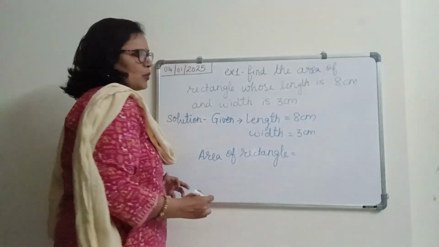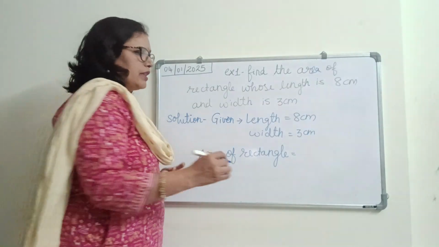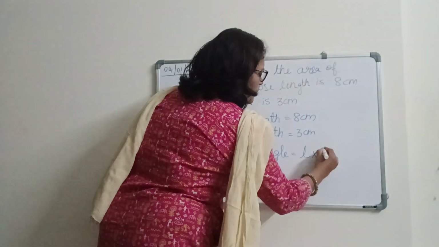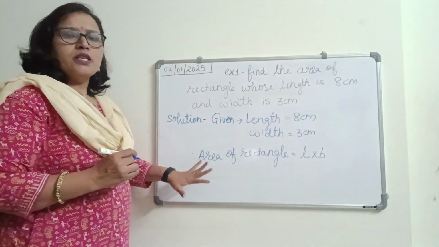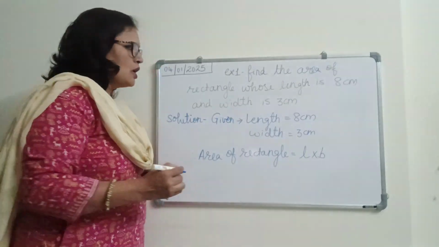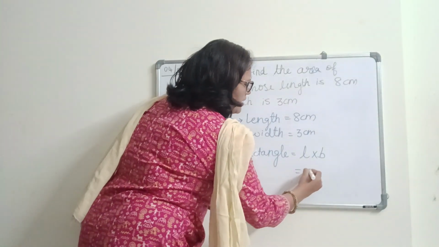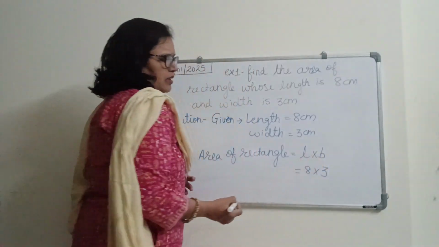Therefore, area of rectangle equal to, what is the formula to find the area of the rectangle? L into B, that is length into breadth. So write the formula first. Once you have written the formula, it is very easy to insert the values. So what is L here? L is 8 centimeter. What is the width? It is 3 centimeter.